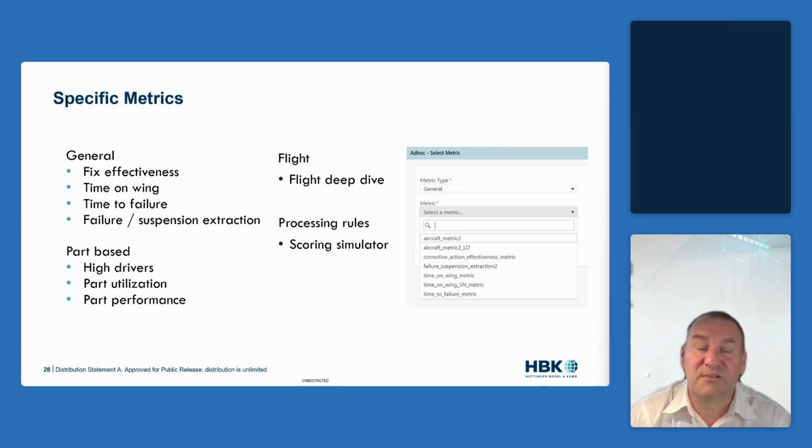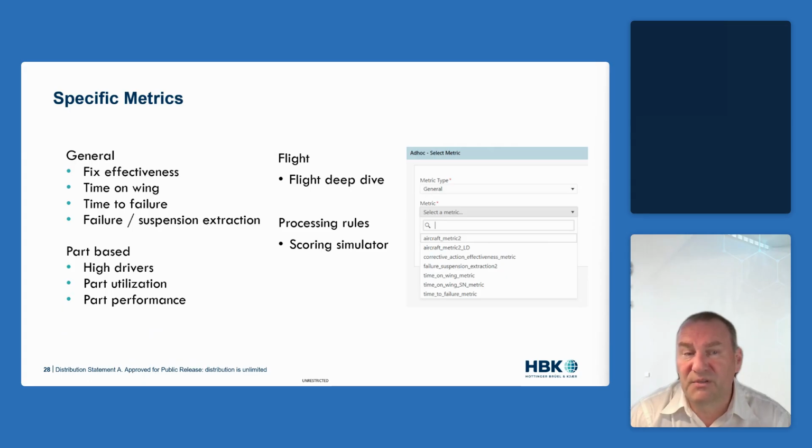Some of these metrics actually help isolate and identify that you have problems that you need to go correct in your data in order to be able to use it effectively. Some of the other ones in there, like high drivers list, part utilization, part performance, a lot of these are drivers that help them isolate and identify what to look at first.